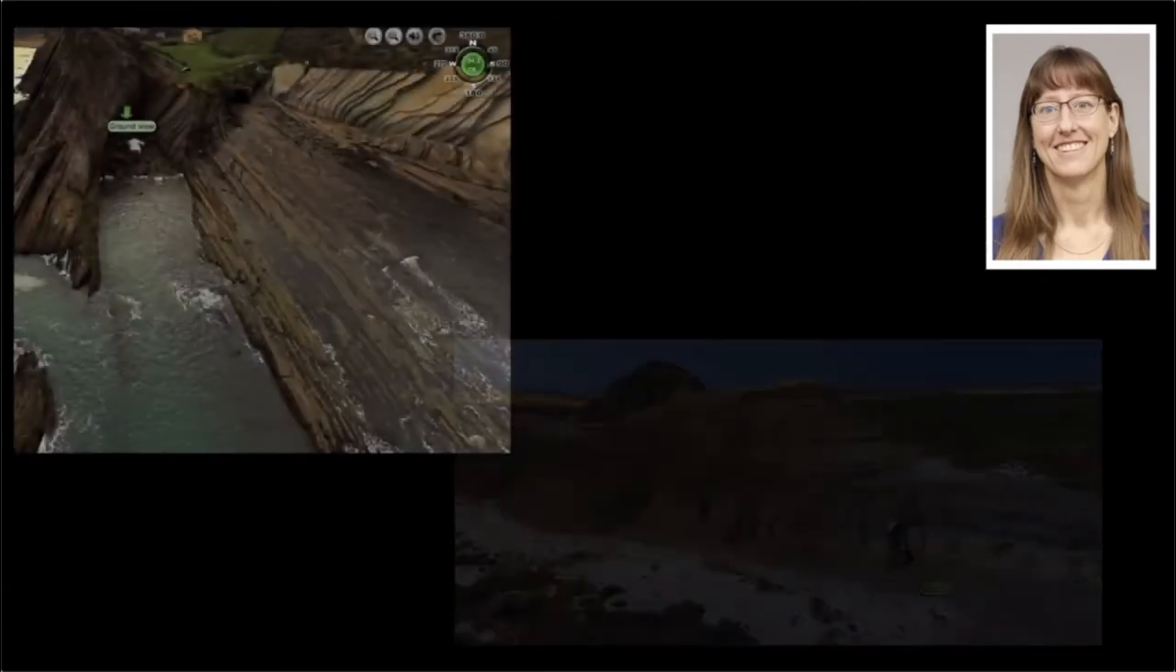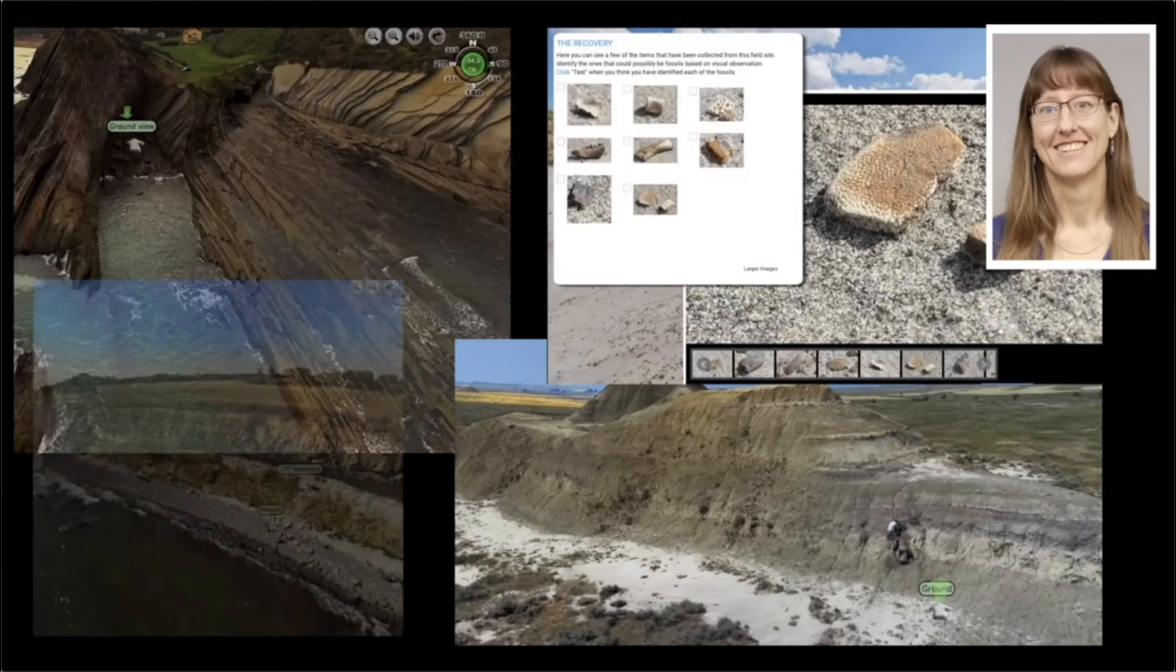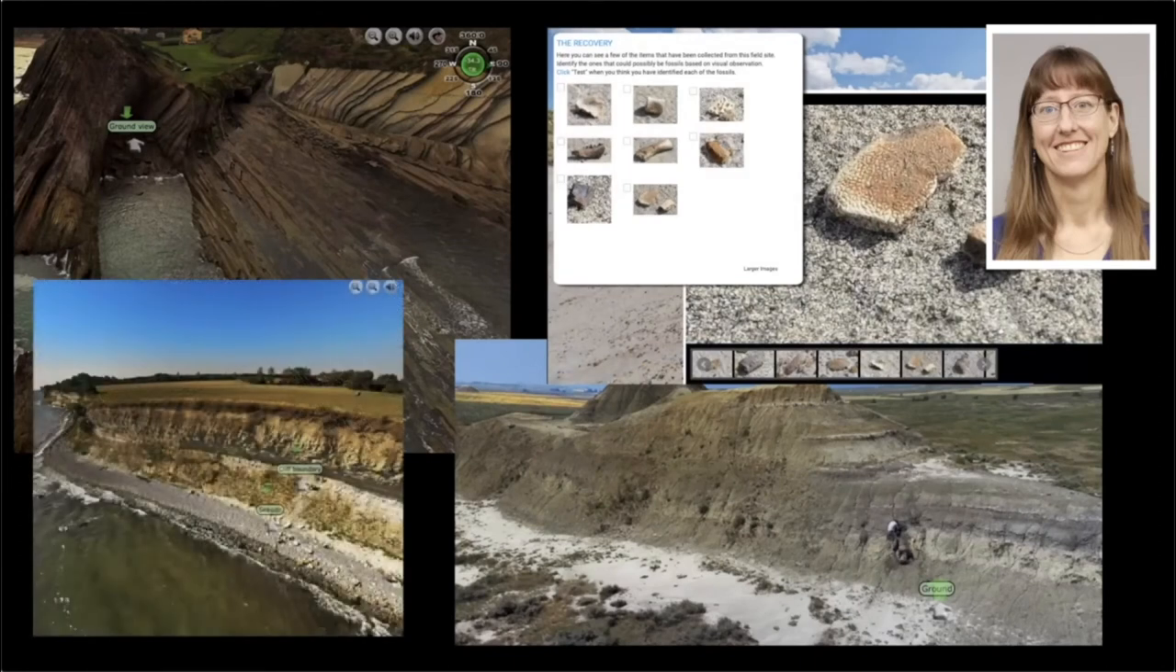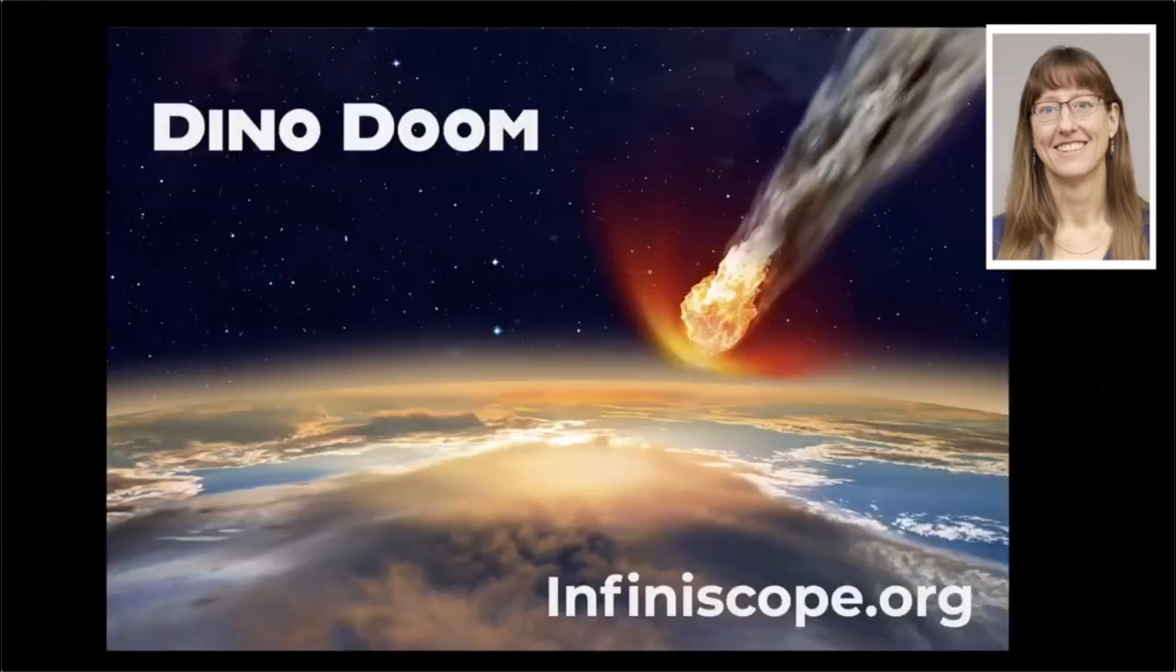I love that Dino Doom puts so many different locations right at your fingertips in a beautiful, rich, and interactive environment. It allows you to play detective and put together all the pieces to this extinction puzzle. Check out Dino Doom for yourself.